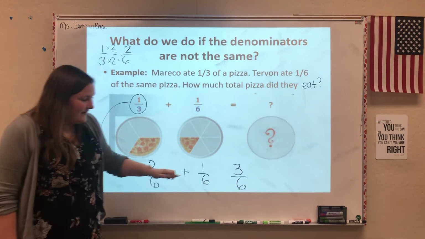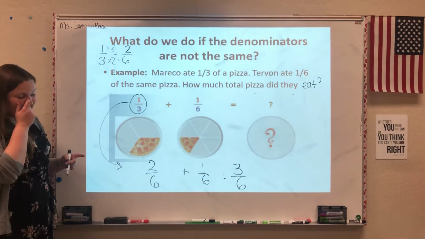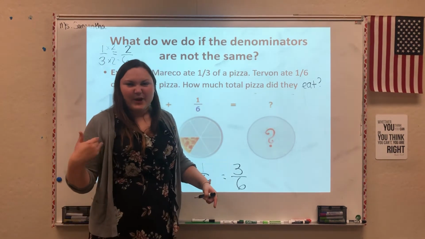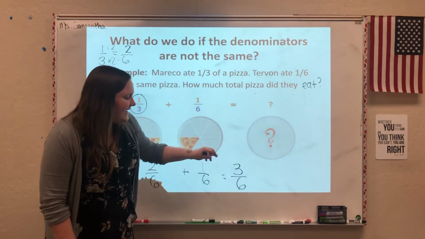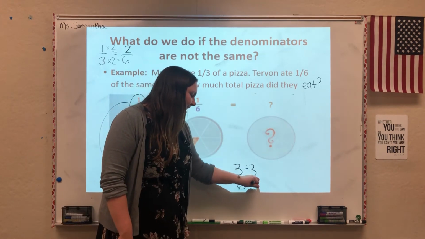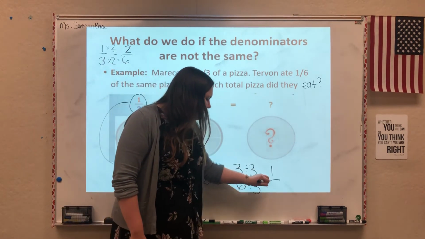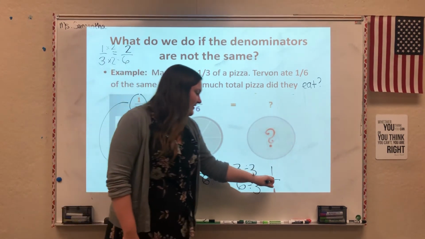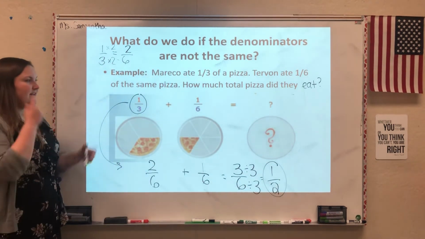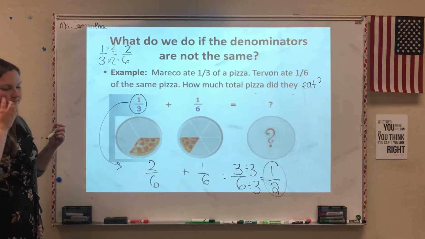Now we could say the final answer is 3/6, but there's still something we can do. I can simplify that fraction. If I look at 3 and 6 and ask myself, what's the number that goes into both 3 and 6? I notice I can divide both of those numbers by 3. 3 divided by 3 is 1. 6 divided by 3 is 2. And we're left with the fraction 1/2. Together, they ate a total of 1/2 of that pizza.